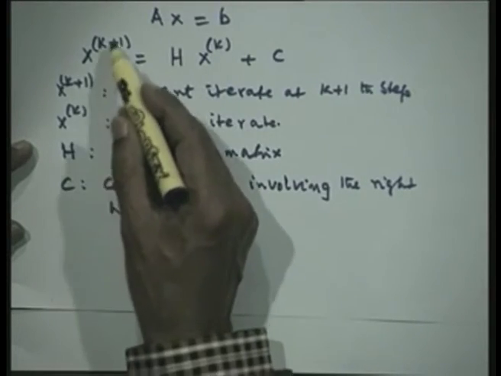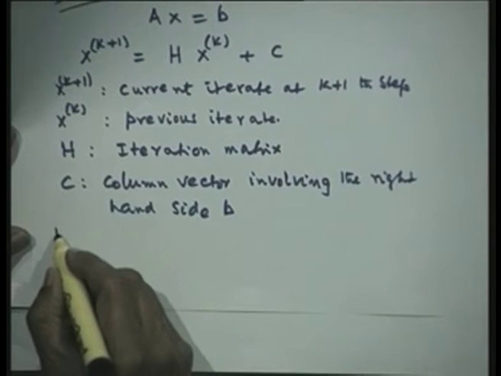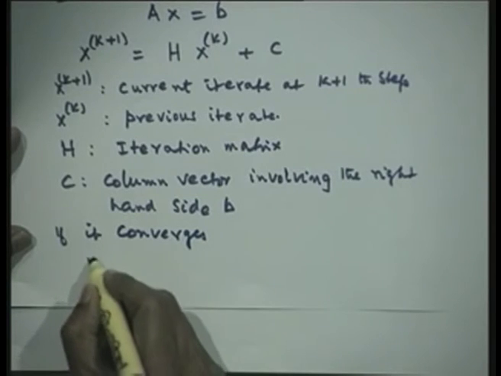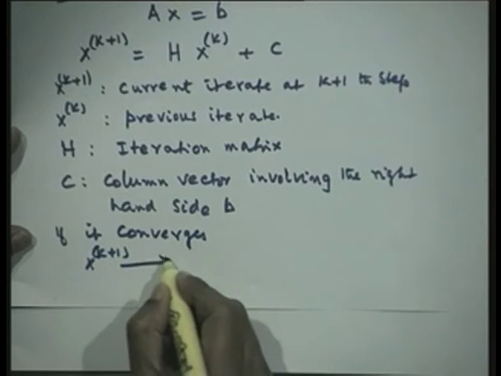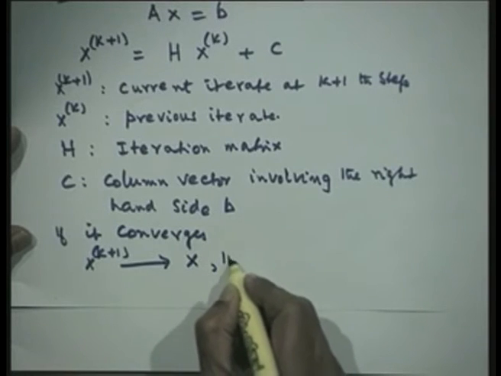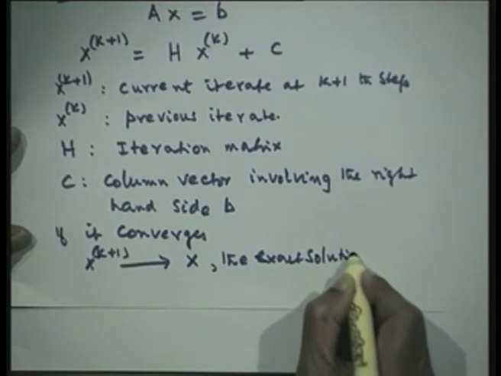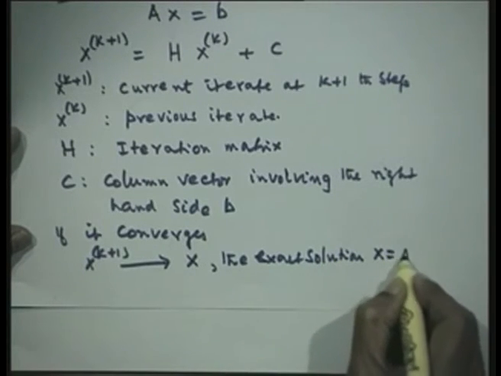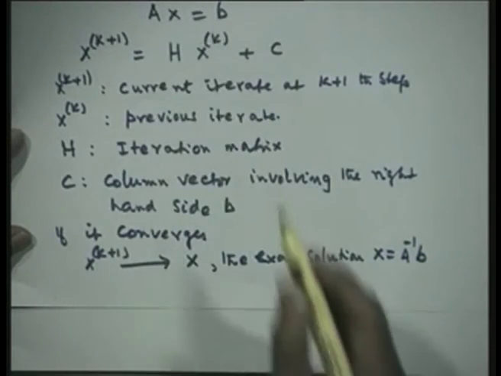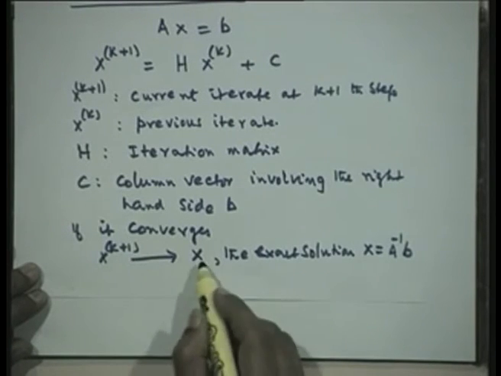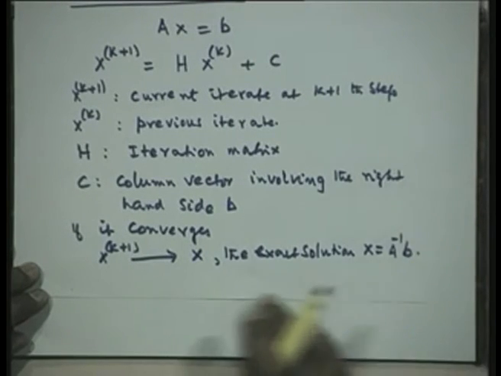If the iterative method is converging, then in the limit as k tends to infinity, this will tend to x. Therefore, if it converges, then x^(k+1) or x^k will tend to x, the exact solution, which is x = A inverse B. The solution is x = A inverse B. Therefore, if it converges, then x^(k+1) would converge to this particular value, the exact solution, x = A inverse B.